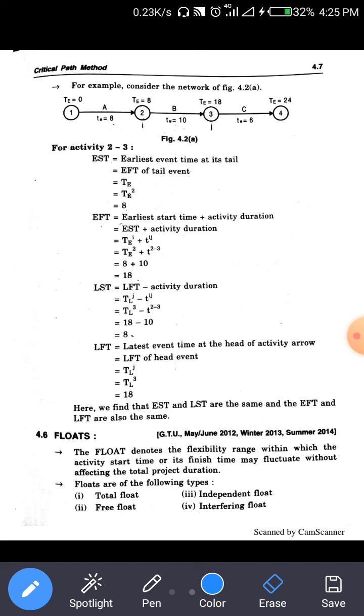Then the latest starting time is the latest finish time minus the time duration Tij. So the latest finish time is 18 minus 10, and this gives the latest starting time. Then the latest finish time of the activity is the latest event time of the head arrow, so it is 18. So we also take the latest finish time as 18. Clear?